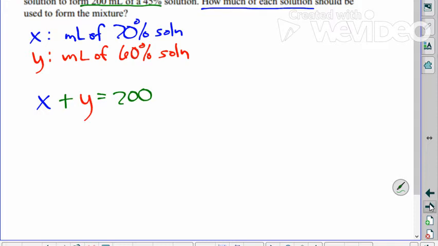The other equation here, we're going to focus on how much actual alcohol is in these things. So using the percentages here, we've got 20% of the milliliters of the 20% solution are going to be pure alcohol.